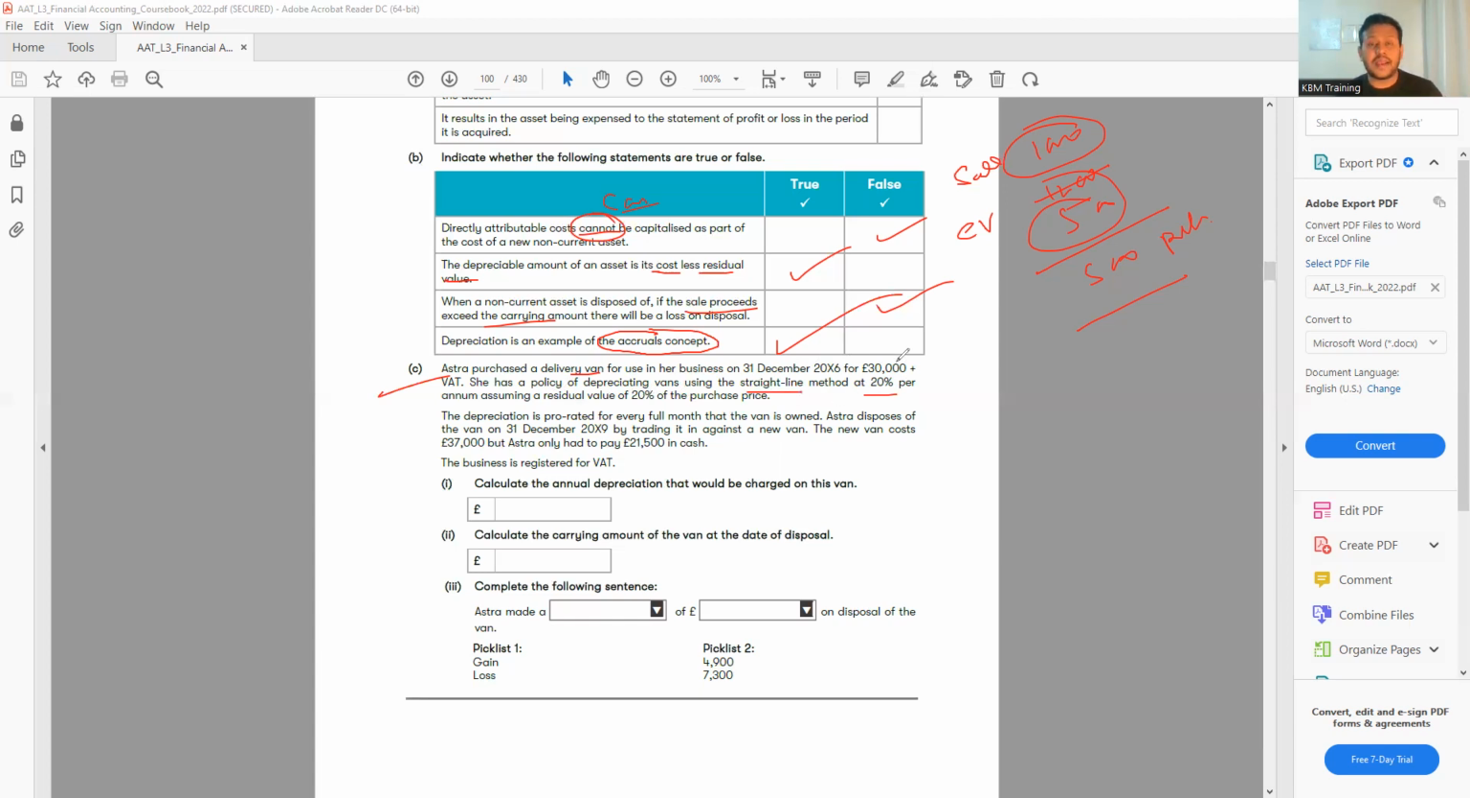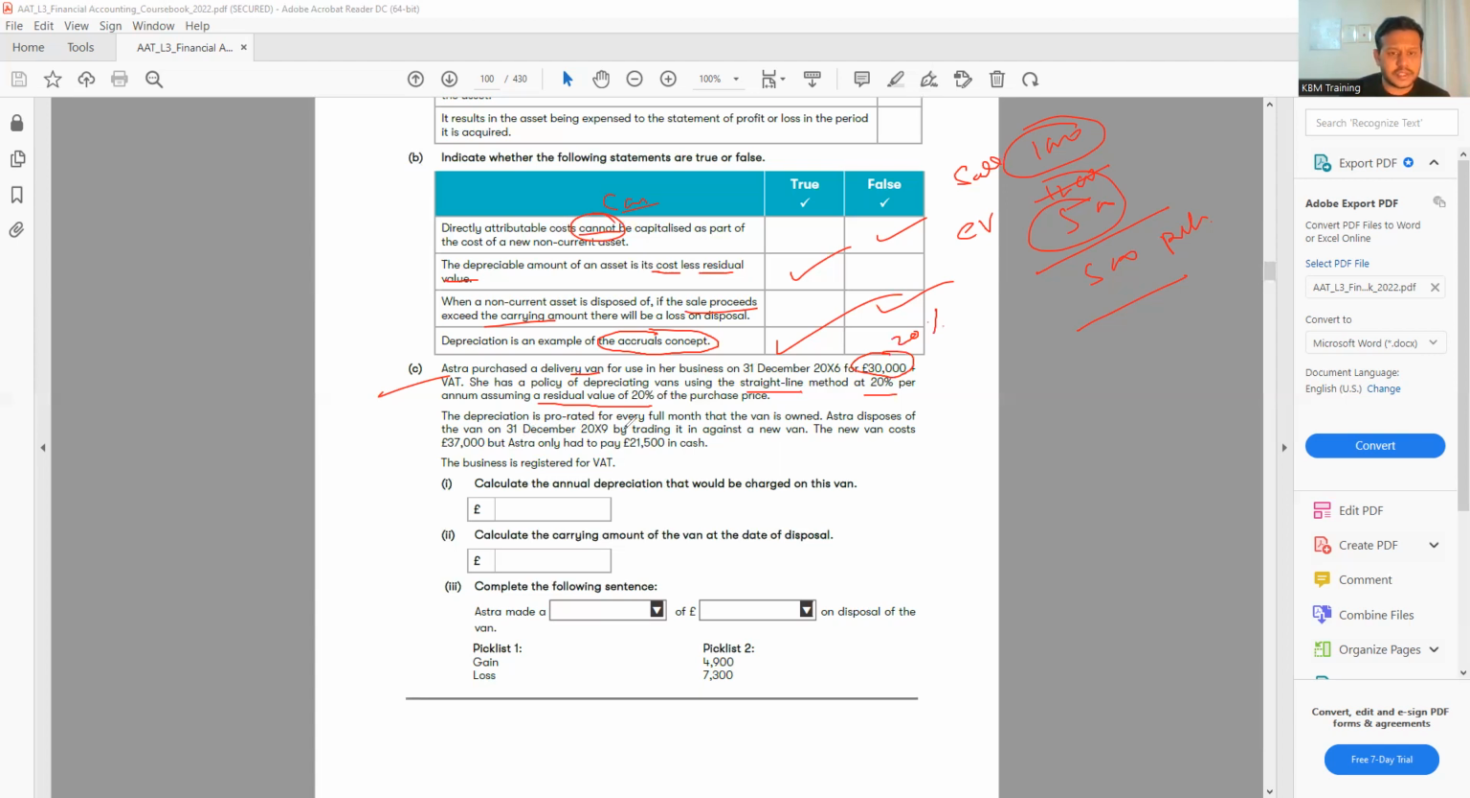If it is a straight line, we multiply the cost by the percentage, that's it. The residual value is 20%. Residual value always has to be subtracted from the cost. Remember that if the question gives us any residual value, we have to minus it from the cost. So the 20% is the residual value. So 30,000 times 20% is the residual value.